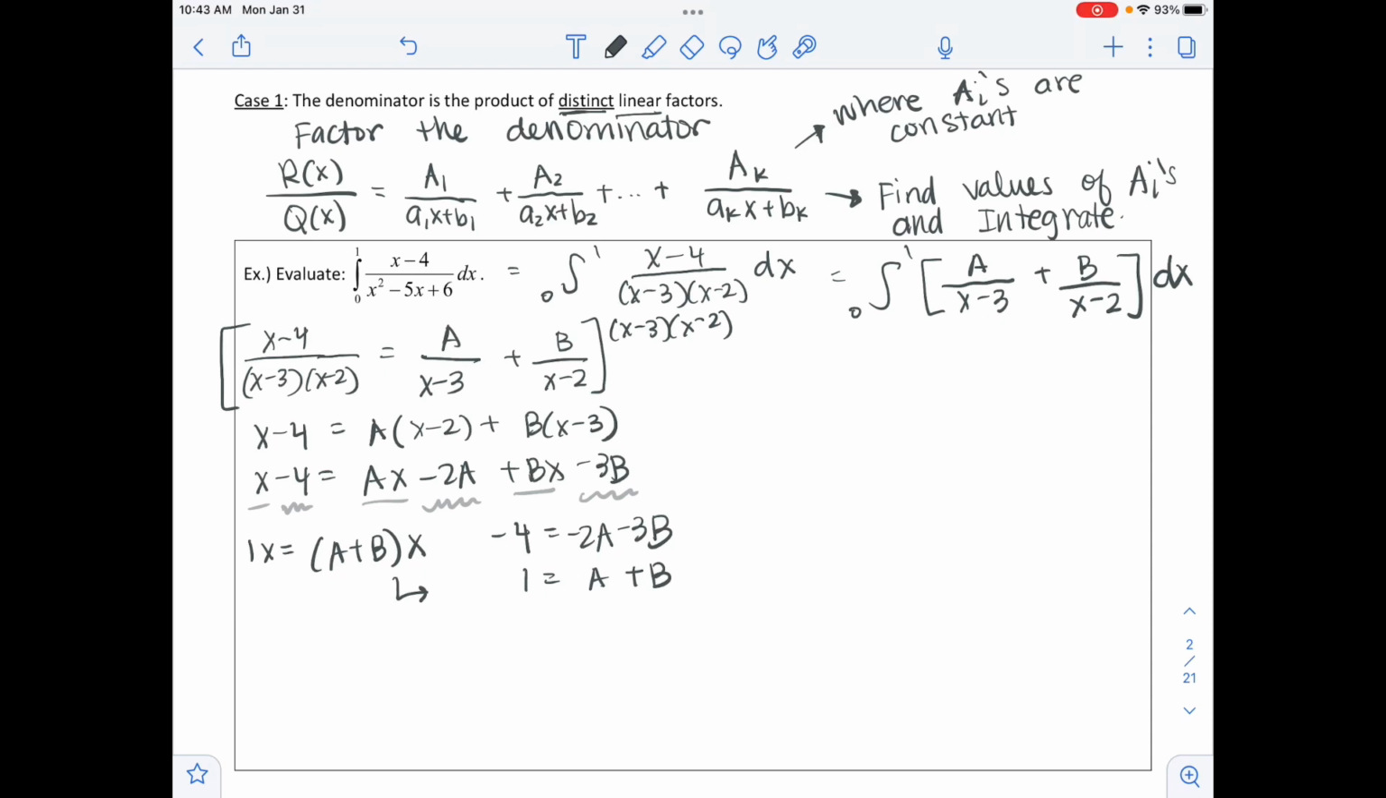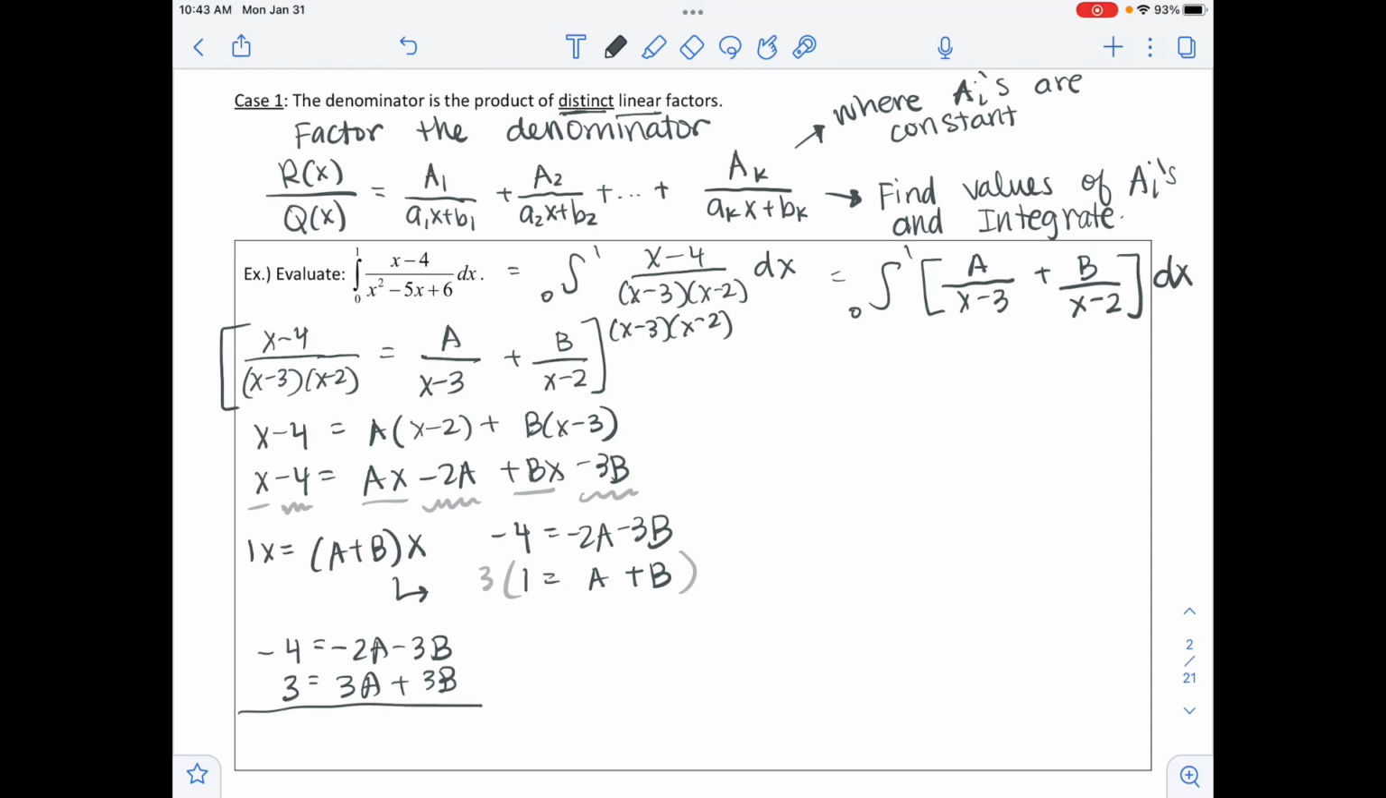So to solve this, you can use substitution. You can also use the addition method or the elimination method, whatever your teacher back in Algebra 2 would have called this. So if I were to do that, I might multiply my entire second equation by a 3, or you can multiply it by a 2. And so my equation now is going to become, I'll write the first equation again, negative 4 equals negative 2A minus 3B. And my second equation is now going to become 3 equals 3A plus 3B.